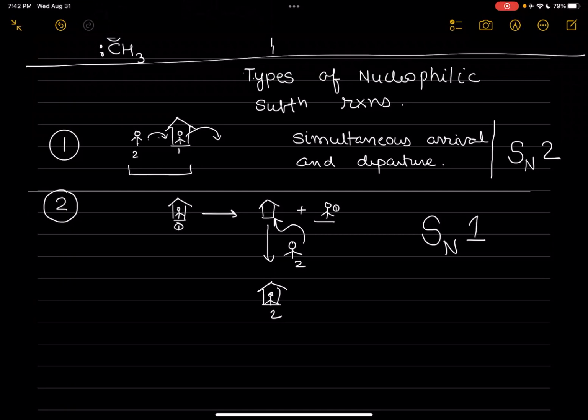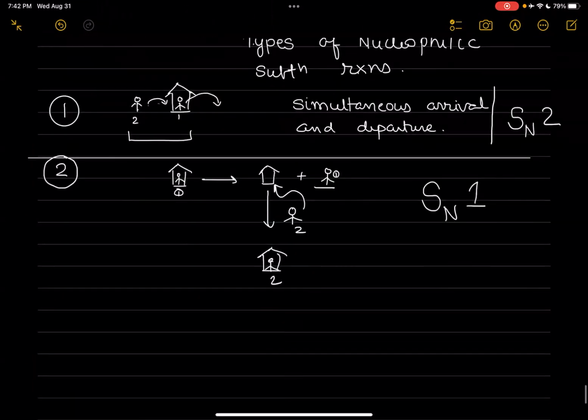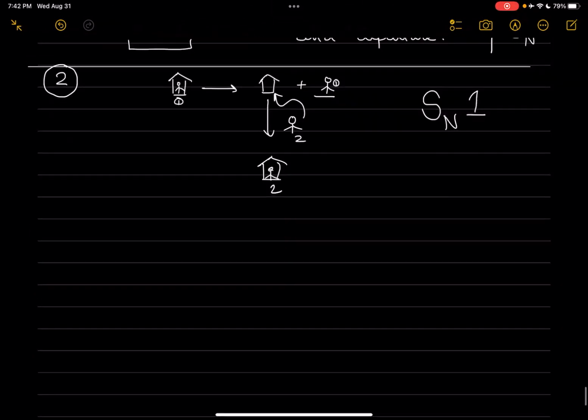Yes, sir. Okay, SN2 and SN1 reactions. So who decides how the reaction is going to happen? That depends upon the nature of the alkyl group and the nature of the nucleophile. So let me quickly go through the SN2 reaction first.